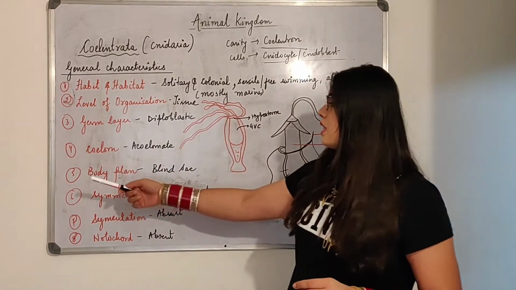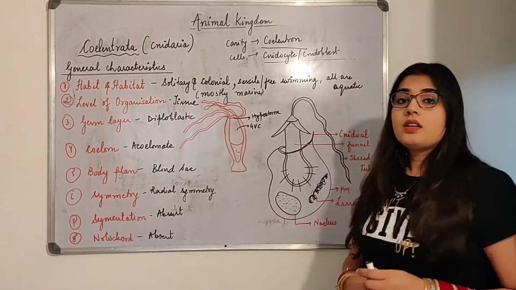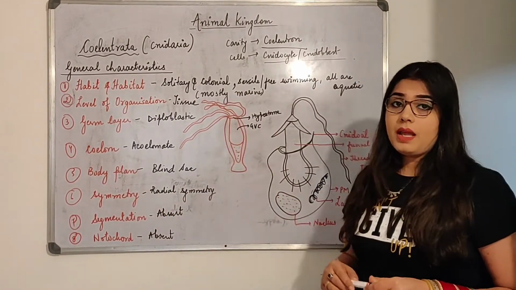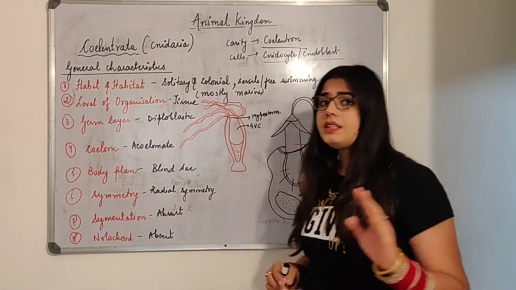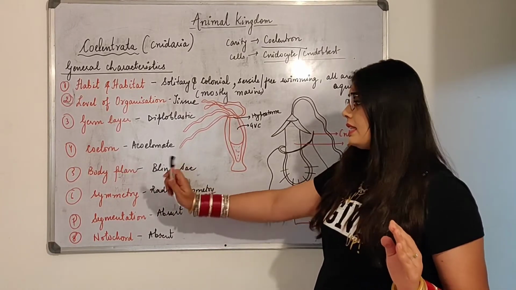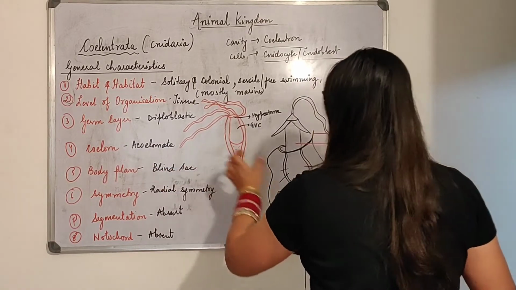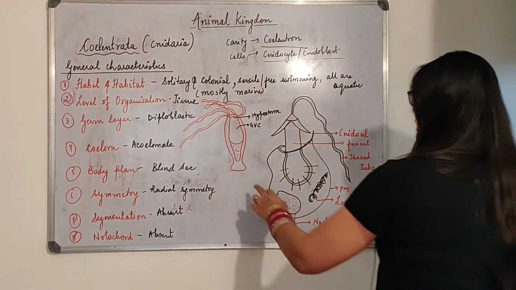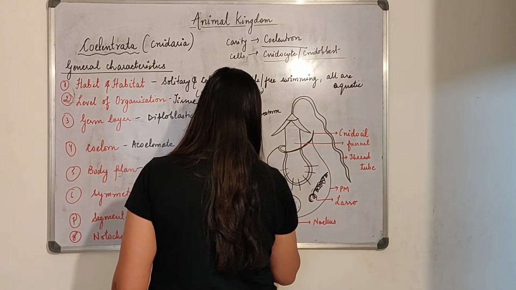Fine. Then comes body plan, beta. So what is the body plan? Blind sac body plan. And I have told you there are three types, beta. We have studied the three types. Now we are studying that the coelenterata has a body plan known as the blind sac body plan. Now beta, this diagram is the diagram of Hydra.